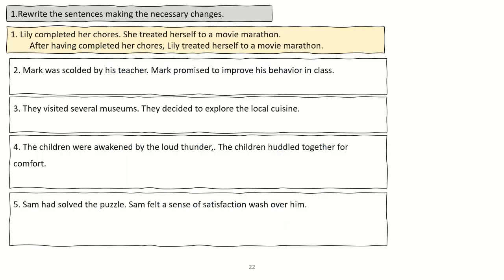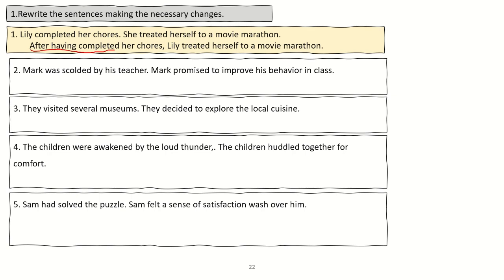Okay, let's practice here. Let's rewrite these sentences, making the necessary changes. As in this example: Lily completed her chores. She treated herself to a movie marathon. So action one is that she had completed her chores. So I can say, after having completed her chores, Lily treated herself to a movie marathon.